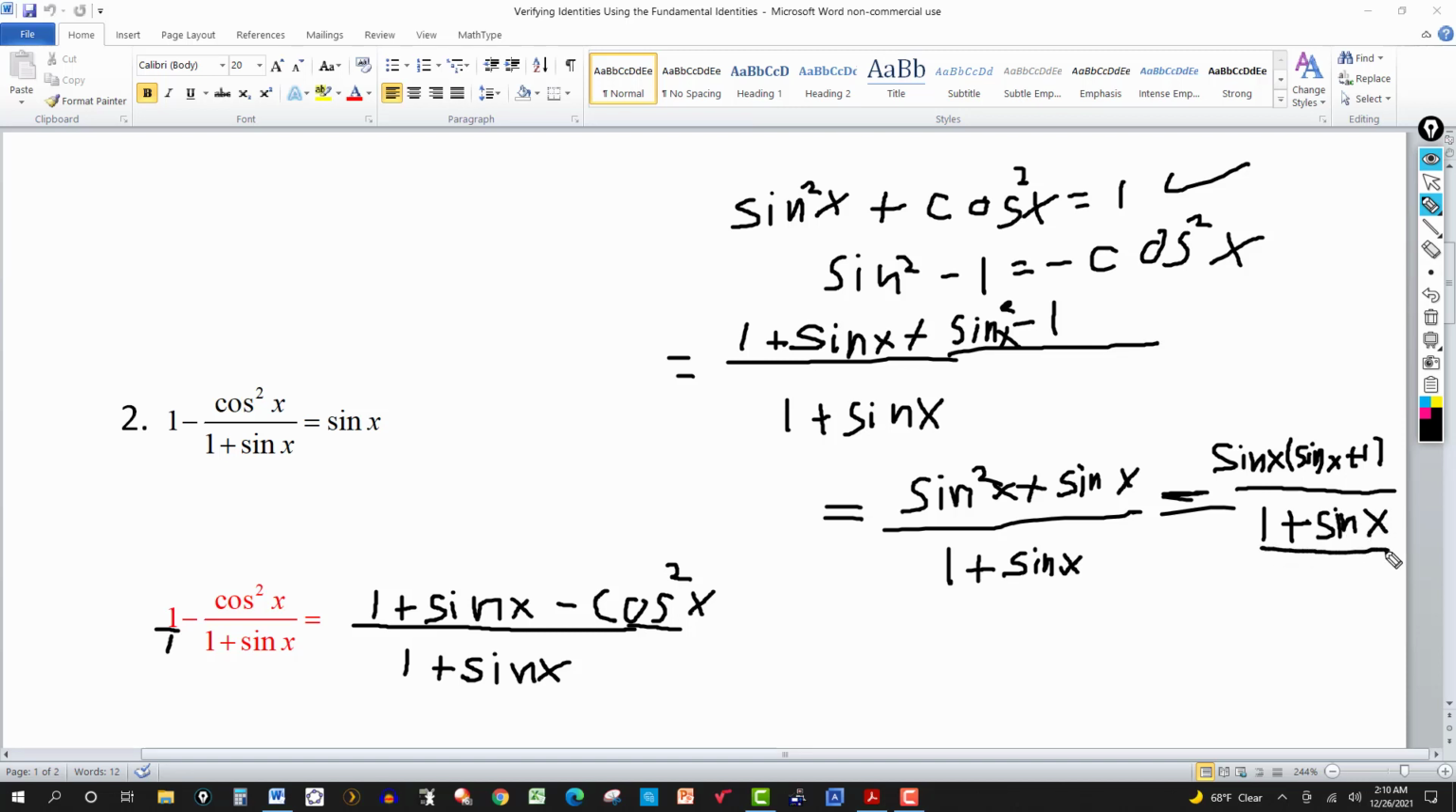Okay, this is a factor by itself, 1 plus sine of x, and on top I have sine of x plus 1, but that's the same thing, right? Sine of x plus 1, the same thing as 1 plus sine of x, so these will divide out. And what does that give us? We're left with sine of x. And that's what we wanted. So that proves that this works. So this again is an identity, as long as we stay within the domain of the equation.